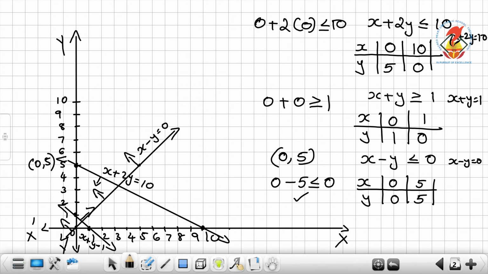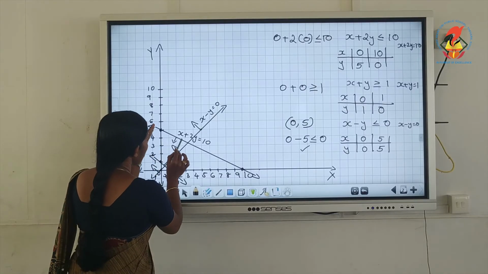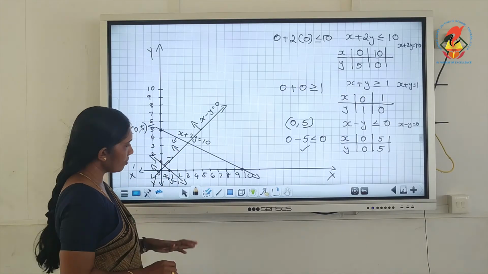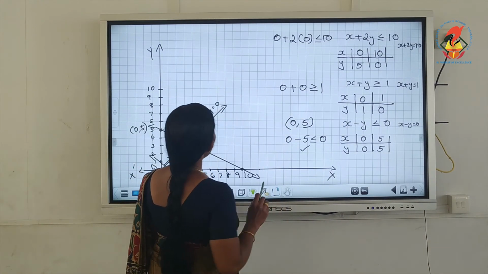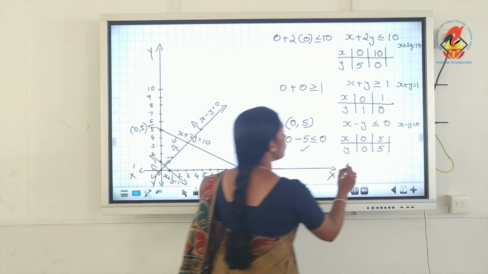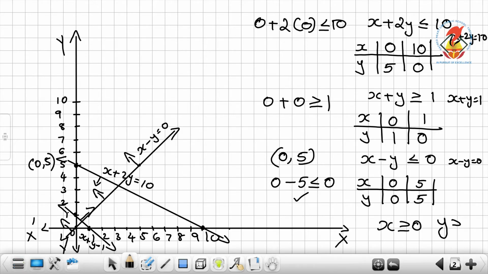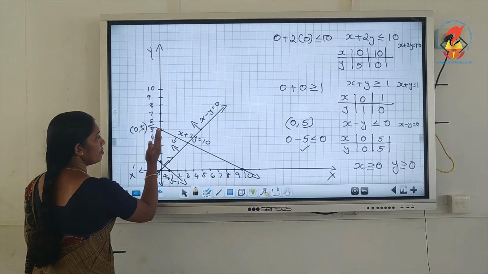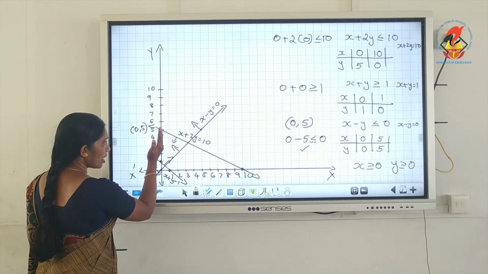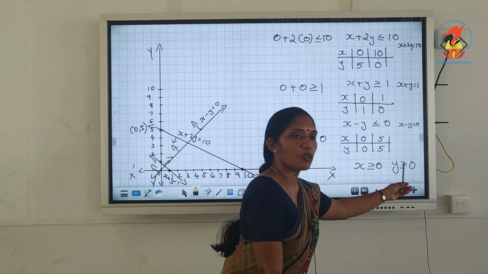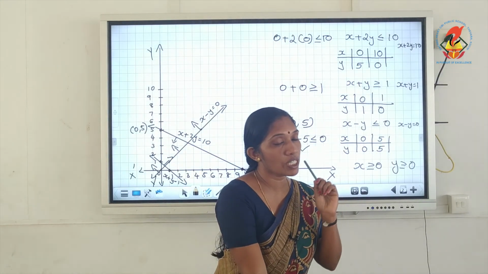So where is the common region for these lines? For the first line towards the origin, and this smaller line opposite, not towards the origin. So this closed region. And also the last two conditions, x greater than or equal to 0, y greater than or equal to 0. If these conditions were not there, you could shade here, that is, this is the y axis, you could shade here also. But the last two conditions mean the solution is in the first quadrant only.